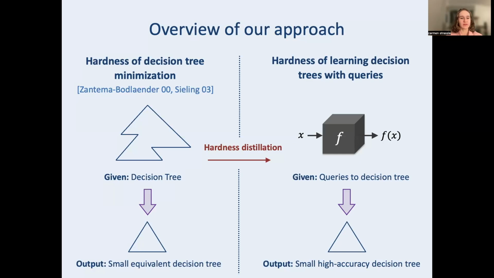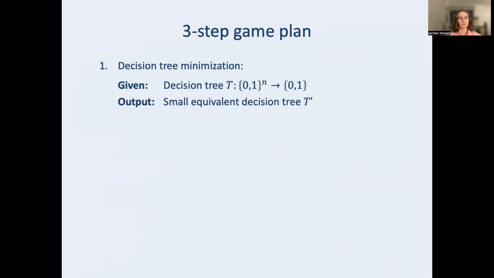We'll see, though, that with hardness distillation, we'll be able to unify these two problems. So here's the three-step game plan that will take us all the way from decision tree minimization to the hardness of learning decision trees. So first, again, we start with decision tree minimization. Our goal is to output a small equivalent decision tree.